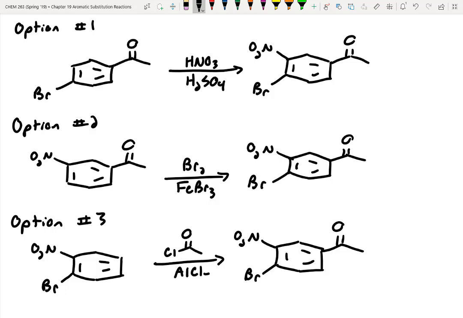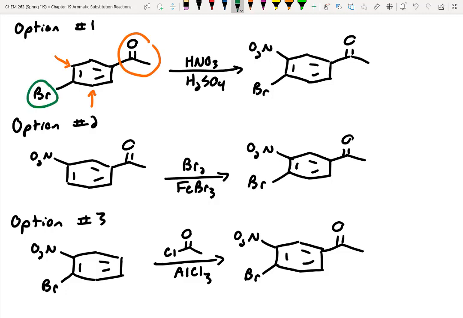AlCl3. All right, so we got the reagents filled in. The next thing I would do is just take baby steps, right? So let's take a look at this group. Is that electron withdrawing or donating? Withdrawing. Will that be an ortho-para director or a meta director? Meta. So I'll go ahead and point out those meta positions.